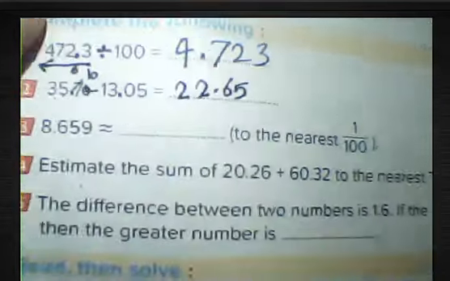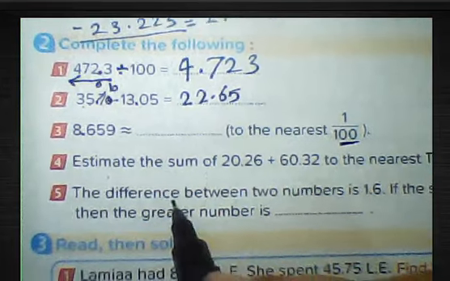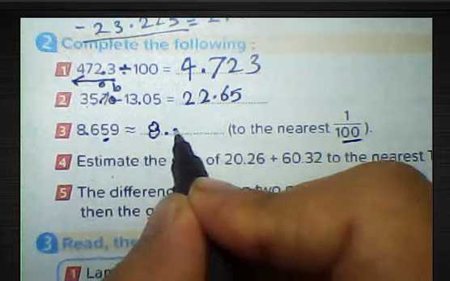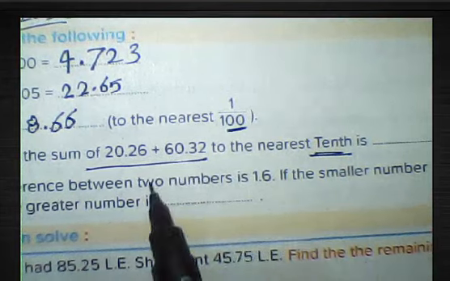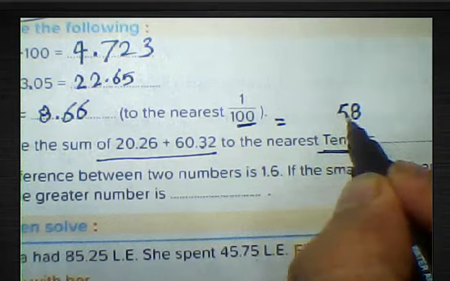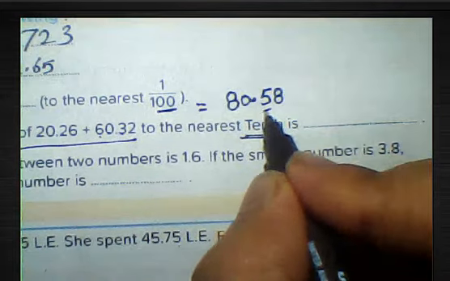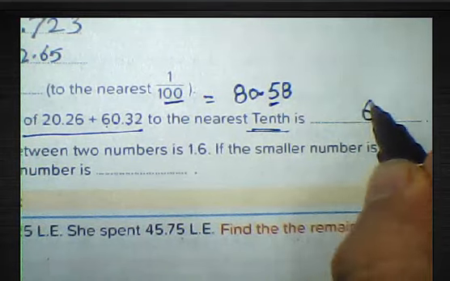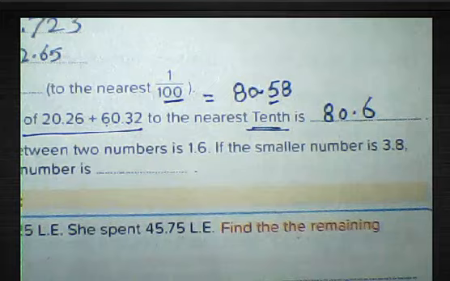Question 3. 8.659 to the nearest hundredth here. 5 lies in hundredths. 9 gives 1 to 5, it will be 6. Put 8.66. Estimate the sum of two numbers here to the nearest tenths. We can add them. 2 plus 6 equals 8. 3 plus 2 equals 5. 0 plus 0 equals 0. 6 plus 2 equals 8. You can approximate this number to the nearest tenths here. 5, 8 is a rich number. Give 1 to 5, it will be 6. 80.58. The result will be 80.6. Okay.